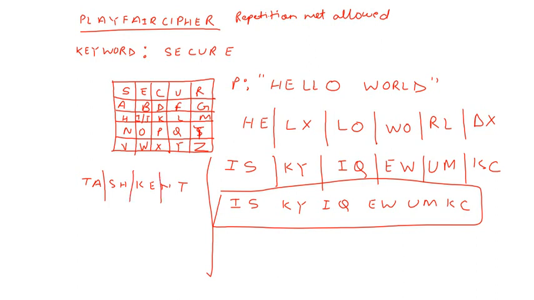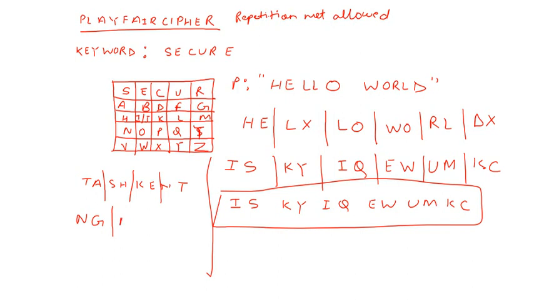Now T and A. First check the positions of T and A. So A is here and where is T? Here. Different row, different column. So for T we are going to replace the same row letter which is intersected with A. So that is going to be N. For A, the same row which is intersected with T. So it is G. Now S and H. S is here, H is here. Same row, so next letters: A and N.